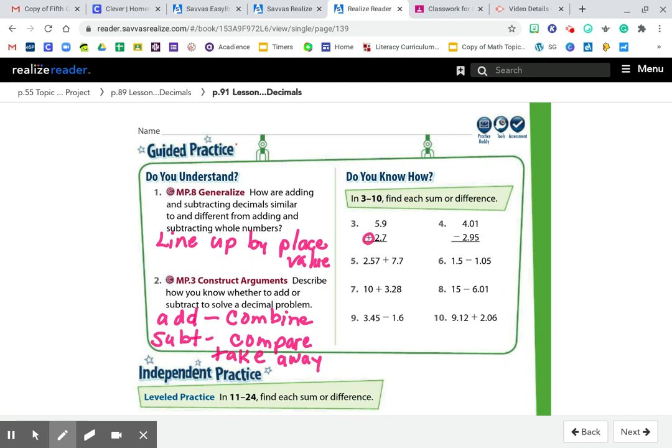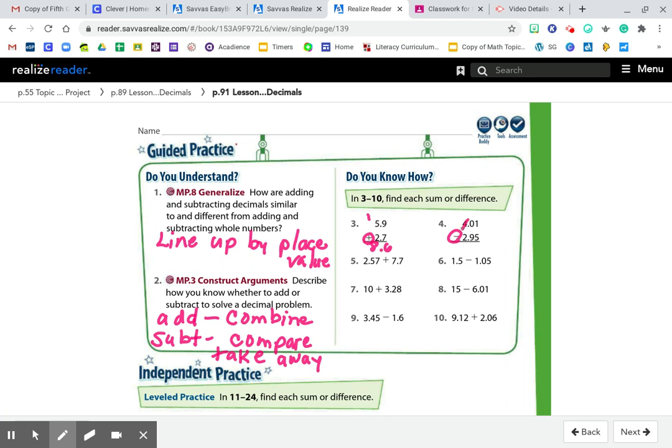All right, I'm adding. 9 plus 7 is 16. Carry the 1. 5 plus 1 is 6, plus 2 is 8. And don't forget your decimals. In this case, we're subtracting. So I can't take 5 away from 1.